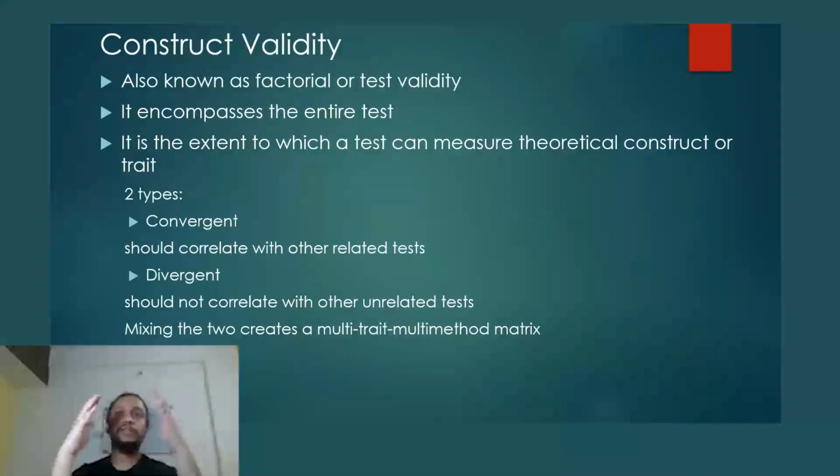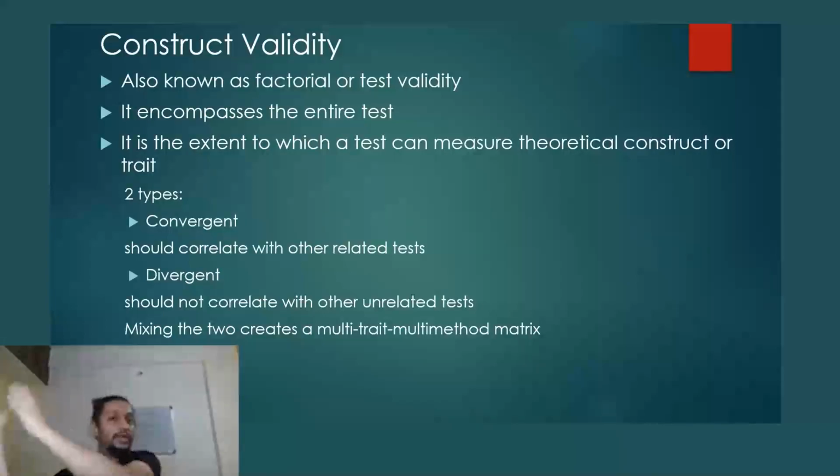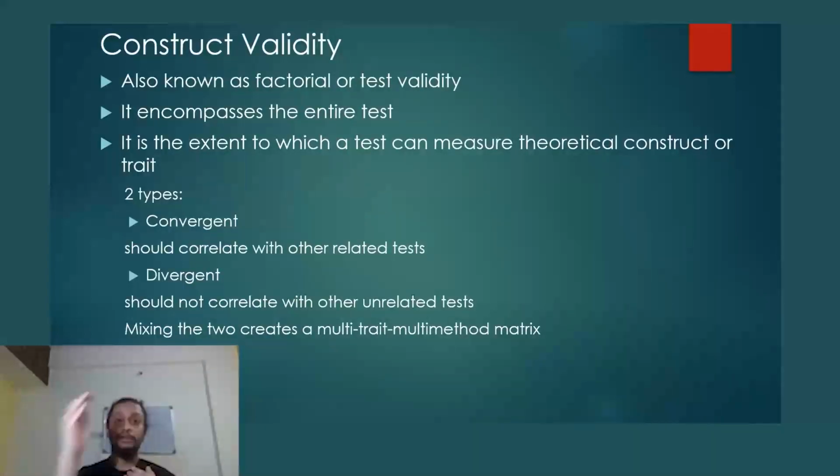Now there are two types. One is convergent, that is that this test should be similar to other tests that are testing for the same construct. And there's divergent, saying that this test should not correlate with unrelated tests. So convergent is that the test I have created should match with other tests assessing the same theory, whereas divergent is that my test should not correlate with other unrelated stuff. So if I made a test for personality, it should not correlate with some other random emotional intelligence questionnaire or maturity questionnaire or something like that. So two types, two ways people can work.